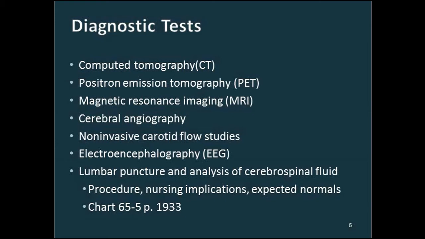So this process, if you'll refer to chart 65.5 in your book, page 1933, it goes through the process. Lumbar puncture is done with a spinal needle inserted into the lumbar subarachnoid space. It's an invasive procedure, so the patient has to give consent, or family has to give consent. It's typically done under moderate sedation unless the patient has significant neuro impairment, and then we would not sedate in that case. But it is invasive, so it does require informed consent.